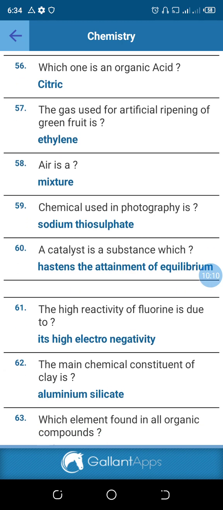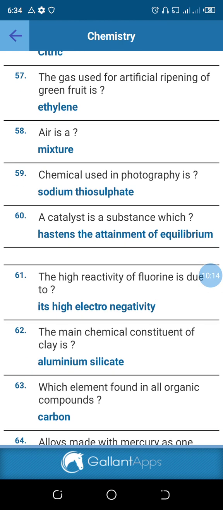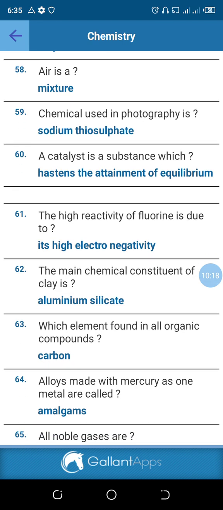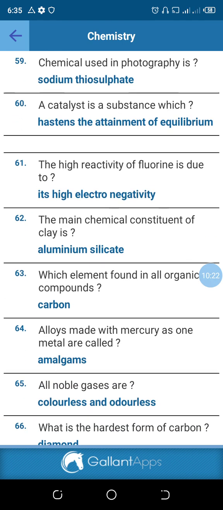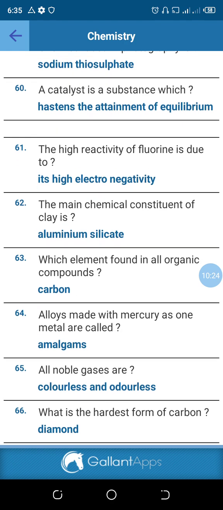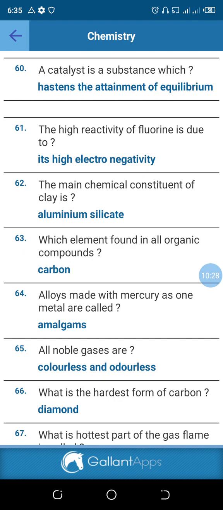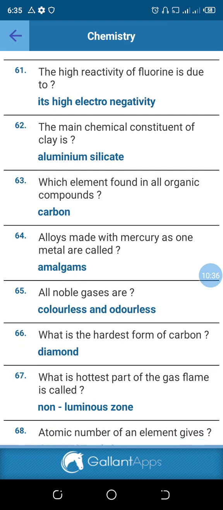Which one is an organic acid? Citric. The gas used for artificial ripening of green fruit is ethylene. Air is a mixture. Chemical used in photography is sodium thiosulfate. A catalyst is a substance which hastens the attainment of equilibrium. The high reactivity of fluorine is due to its high electronegativity.